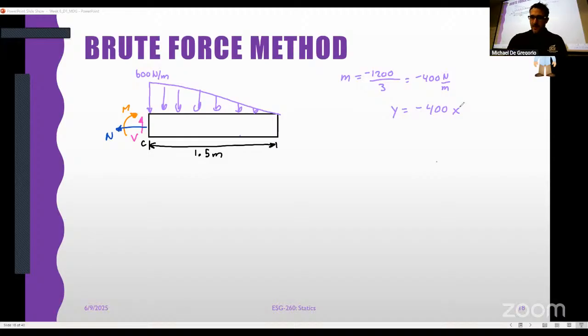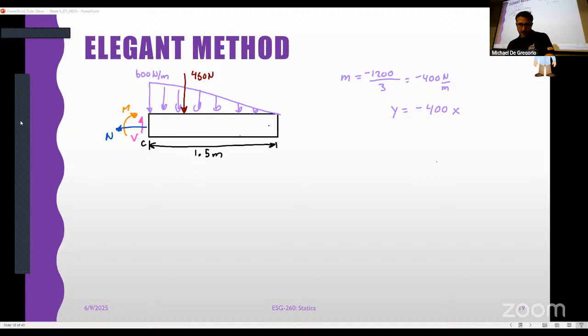All right, so we got our 600. This looks pretty good though, right? Because now we know that we've got some force here, and that's going to be 1/2 times 600 times 1.5, so the area under the curve. Turns out that that's 450 Newton. And I know that says brute force method at the top. This is not the brute force method. This is the elegant method.